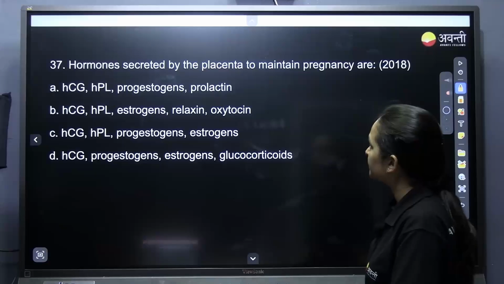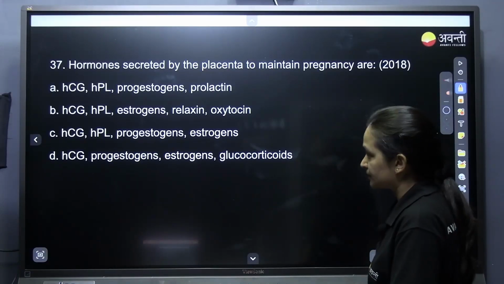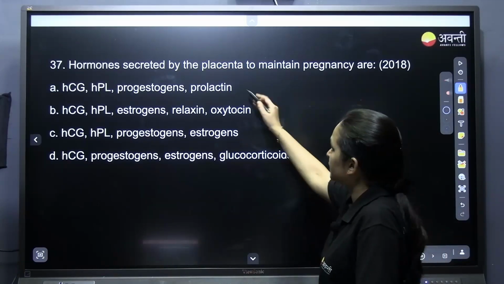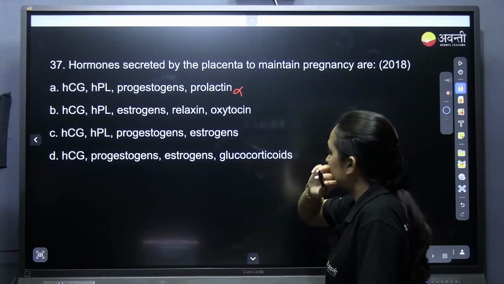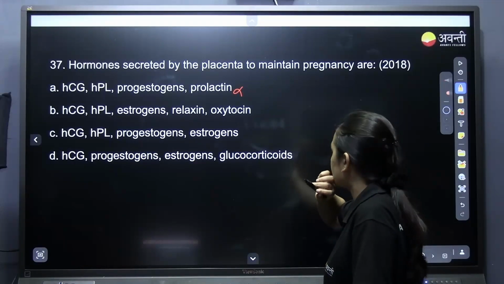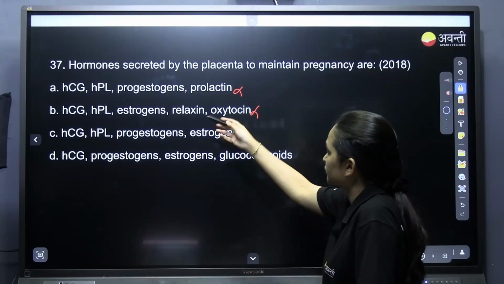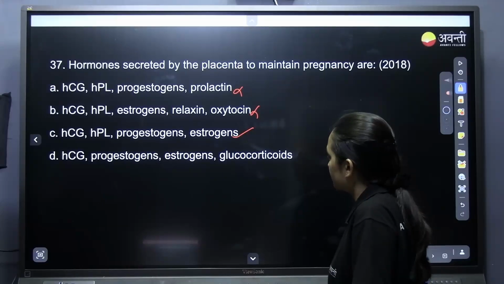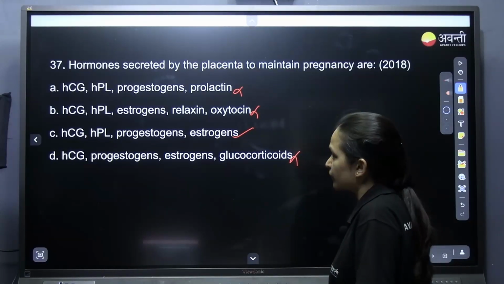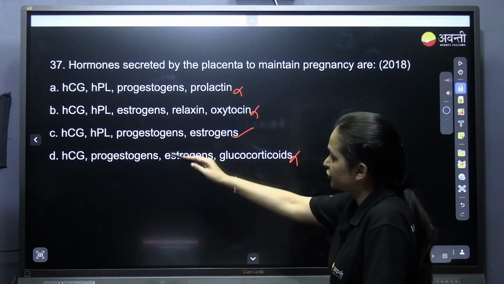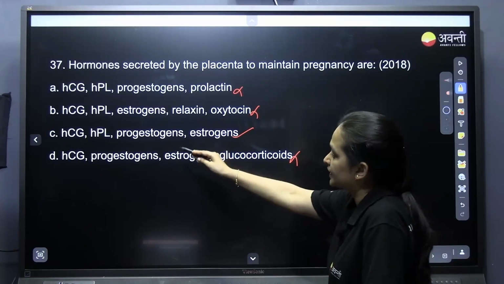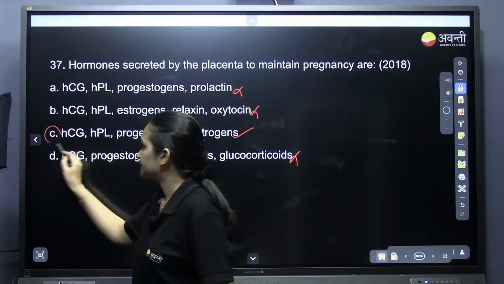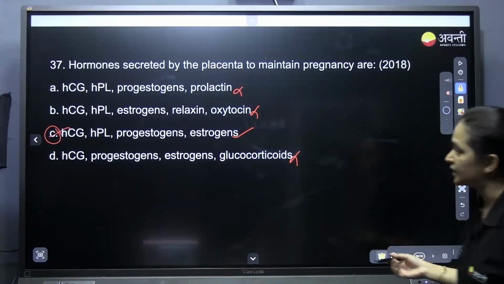The hormones secreted by the placenta to maintain pregnancy are HCG, HPL, progesterone. Is it prolactin, placenta? No. HCG, HPL, estrogen, relaxin, oxytocin. Oxytocin is not produced, relaxin also not. HCG, HPL, progesterone, estrogen, glucocorticoids, out of nowhere. Okay. So it is HCG, HPL and progesterone and estrogen that are secreted by placenta to maintain pregnancy.